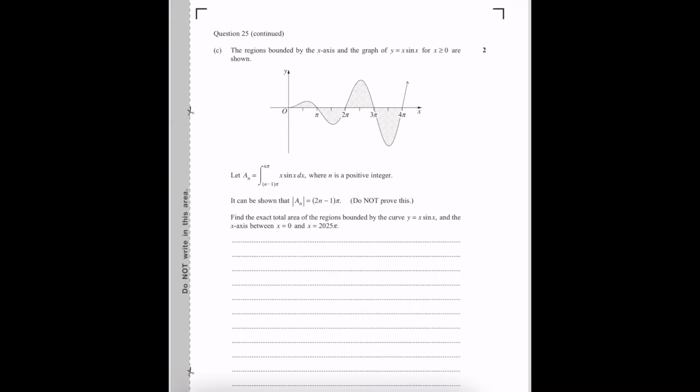25c says the regions bounded by the x-axis and the graph y equals x sine x for x greater than or equal to 0 are shown. Let a_n be the integral from (n minus 1) pi to n pi of x sine x dx, where n is a positive integer. It can be shown that a_n is equal to (2n minus 1) pi. Find the exact total area of the regions bounded by the curve y equals x sine x and the x-axis between 0 and 2025 pi. So this is different to the above question. The above question was asking for the integral.